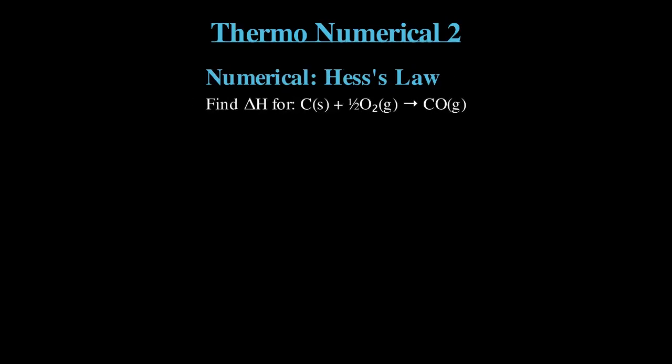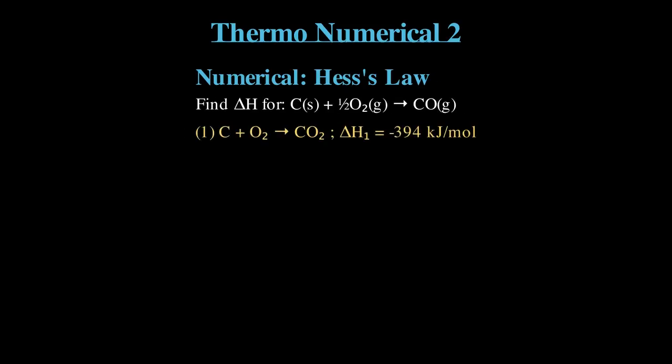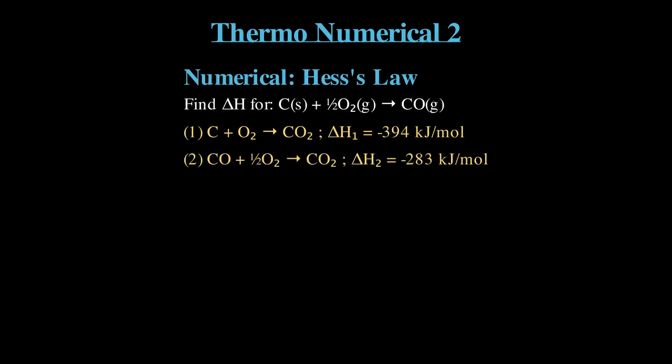Hello everyone. Let's solve a classic Hess's law problem. We need to find the enthalpy change for the reaction C plus half O2 gives CO. We are given two equations. Equation 1: C plus O2 gives CO2 with delta H at minus 394 kilojoules per mole. Equation 2: CO plus half O2 gives CO2 with delta H at minus 283 kilojoules per mole.